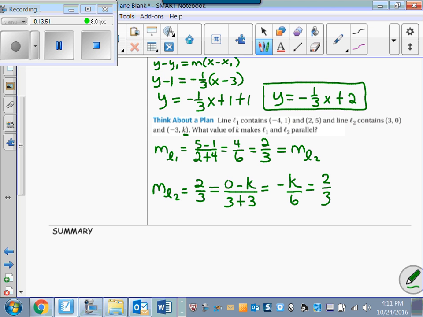So how can I solve a proportion like this? I can cross multiply, right? Take the cross product. Negative 3k equals 12, right? And of course, if I divide both sides by negative 3, I end up with k equals negative 4. And what is the question? What value of k? K is negative 4. So the 2 points that L2 goes through would be 3, 0 and negative 3, negative 4.